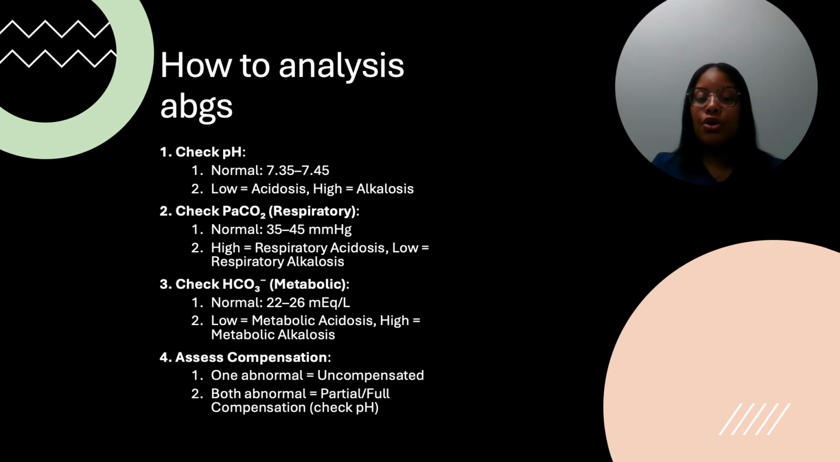So how do you know the difference between partial compensation and full compensation? If something is fully compensated, the pH will be normal. We will work through some problems together, okay, to give you a better understanding. But just please make sure that you know all your normal levels, because it's hard to do ABGs if you don't know the normal levels.